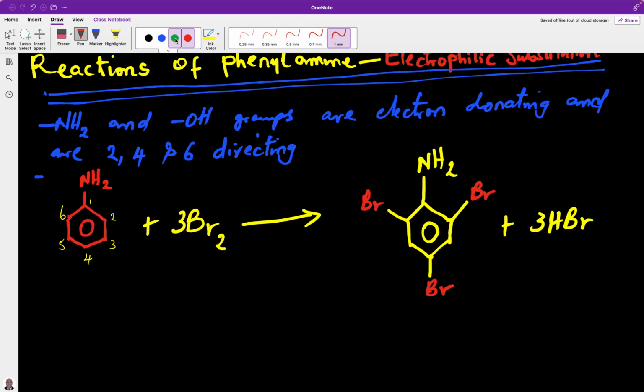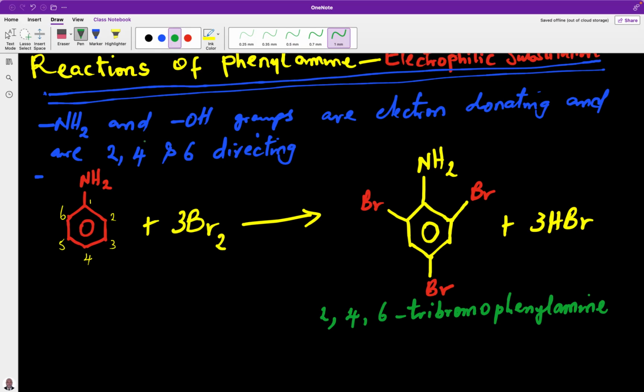We can call the compound 2, 4, 6. How many bromines are there? There are 3, tribromo. What was the compound? Phenylamine. That is the compound. So because it is 2, 4, and 6 directing, and it is electron donating.